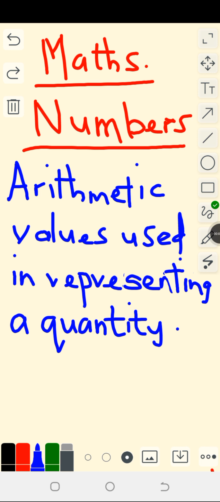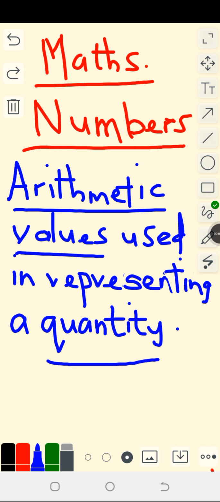Now, numbers. When you talk of numbers, we define numbers as arithmetic values. Now, look at the words: arithmetic values. Those are very vital and key points. So we define numbers as arithmetic values used in representing a quantity. Look at that. Arithmetic. We know in math, we usually make use of the word arithmetic.